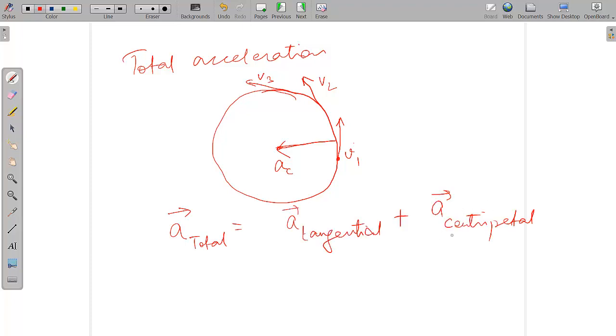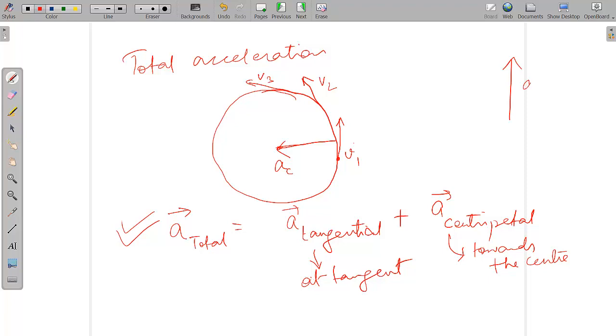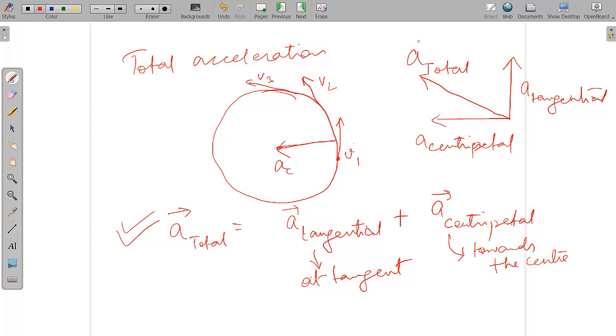So this centripetal acceleration is towards the center, and basically the total acceleration in a circular motion is the sum of two accelerations. One is the tangential acceleration, and the other is the centripetal acceleration towards the center. So the total acceleration is given by the sum of these two vectors. So it may be somewhere in the middle.